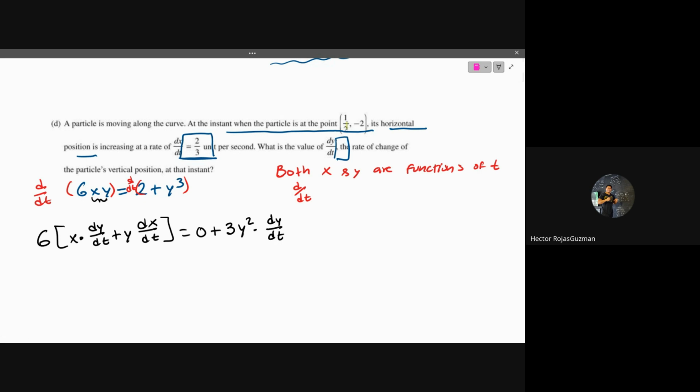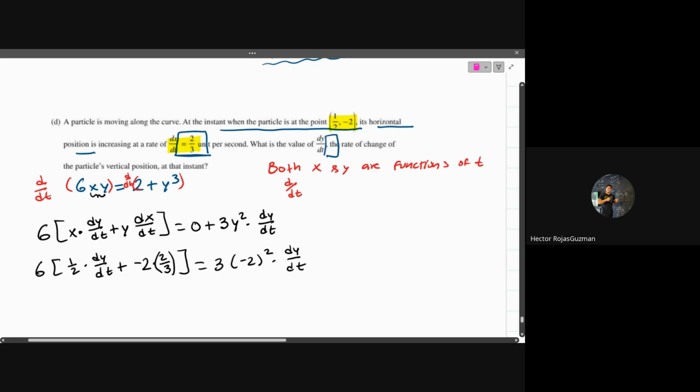Next, go ahead and plug in your points and your derivative. x is 1/2. y is -2. Oh, I missed something. dx dt, that's 2/3. 3 times -2 squared times dy dt. And there it is. We just have to solve for dy dt.